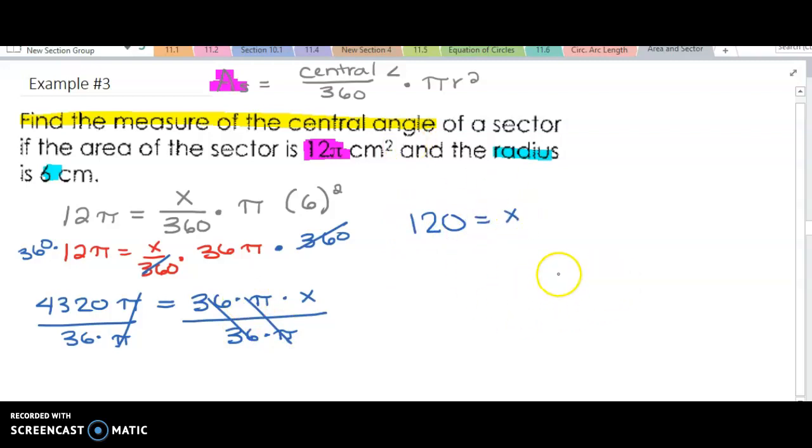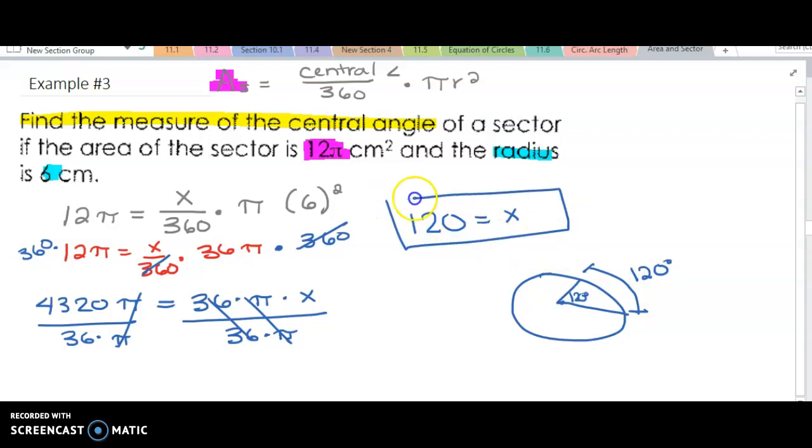So my central angle, let me show you what a central angle is. This is my central angle, right there, is 120. But we know that that's also the same as our intercepted arc, which is 120. So x is 120 degrees.